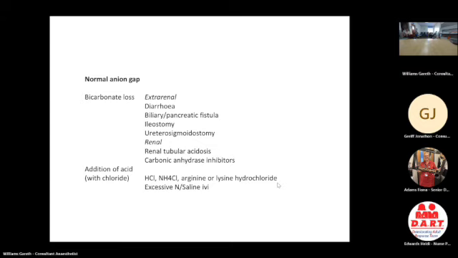I break down normal anion gap acidosis into either bicarbonate loss or additional acids. Bicarbonate loss is by far the commonest. So loss from the gut is not uncommon, and then renal failure, uremia, which actually contributes to an increased anion gap, but failure to generate bicarbonate or excrete hydrogen ions in renal failure. Don't forget, occasionally people are on carbonic anhydrase inhibitors.